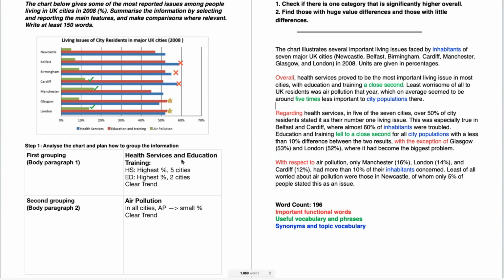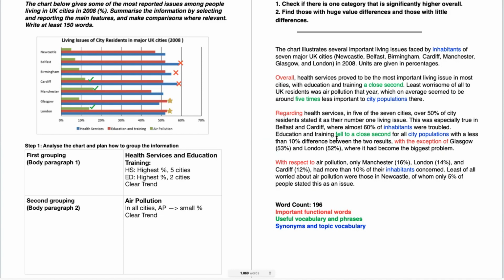Now I'm going to look at the health services and education training in this paragraph. I have regarding health services, in 5 of the 7 cities, over 50% of city residents stated it as their #1 living issue. And that is true. I've talked about all 5, even though I highlighted these 3 in my notes. This was especially true in Belfast and Cardiff, where almost 60% of inhabitants were troubled.